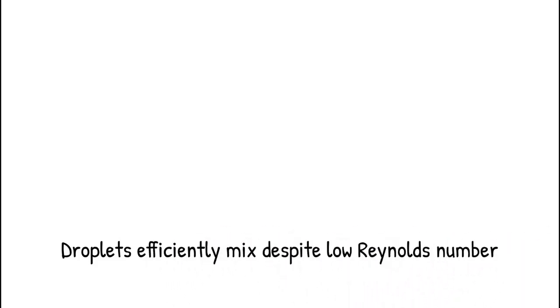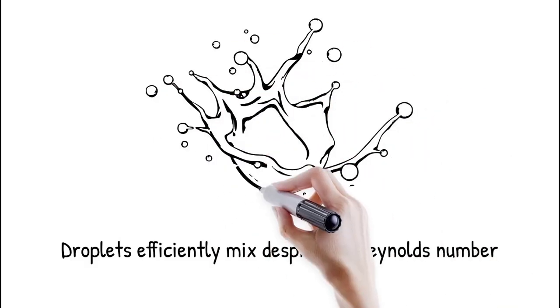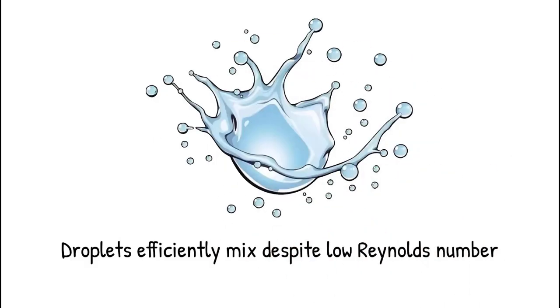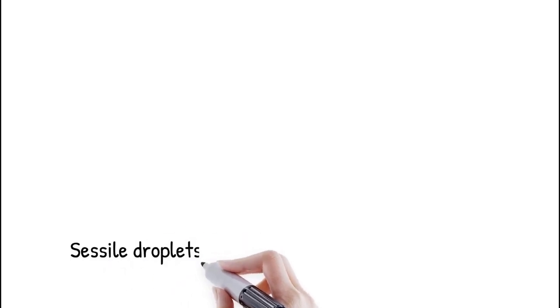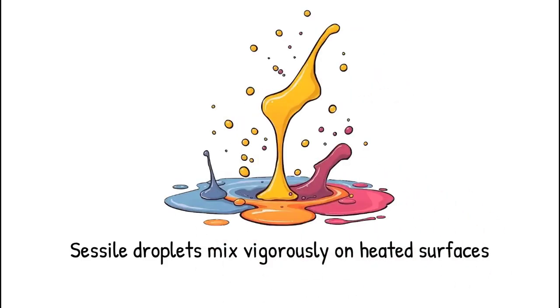What should be slow becomes rapid. This shows that laminar does not mean lifeless. Interfaces are engines hidden within stillness. The paradox reveals active worlds in seemingly passive droplets. Sessile droplets on heated surfaces mix dyes vigorously despite low Re. It is like finding a lively dance hidden inside a silent room.